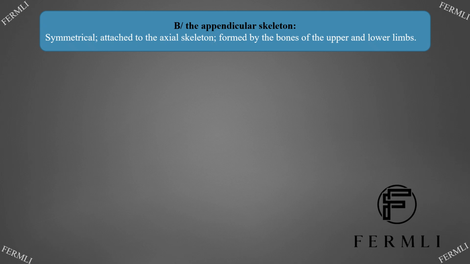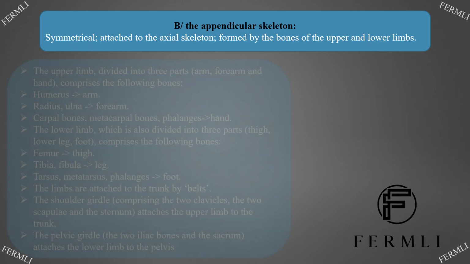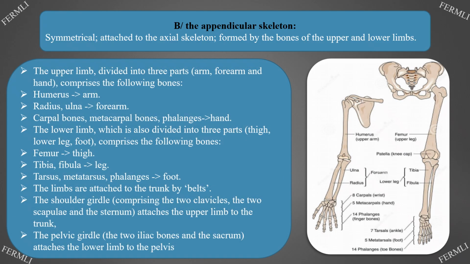B. The appendicular skeleton. Symmetrical, attached to the axial skeleton, formed by the bones of the upper and lower limbs. The upper limb, divided into 3 parts, arm, forearm and hand, comprises the following bones: humerus, arm. Radius, ulna, forearm. Carpal bones, metacarpal bones, phalanges, hand.